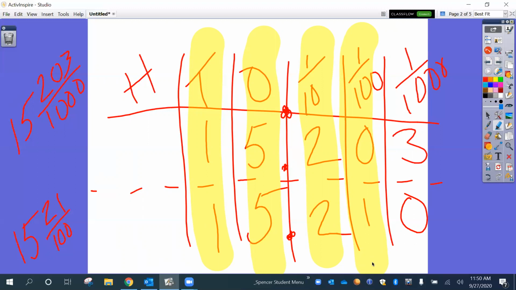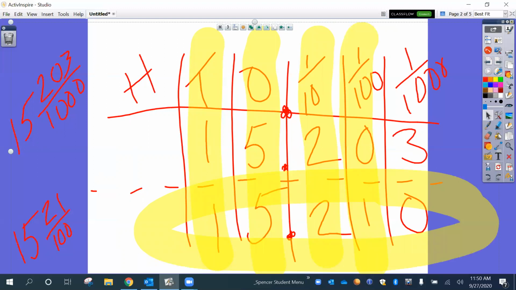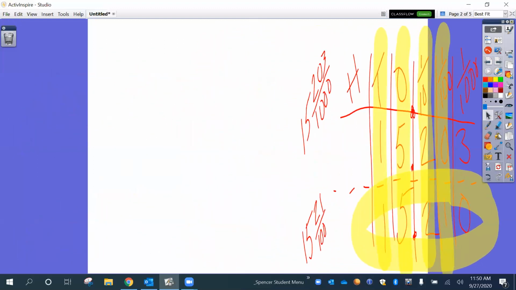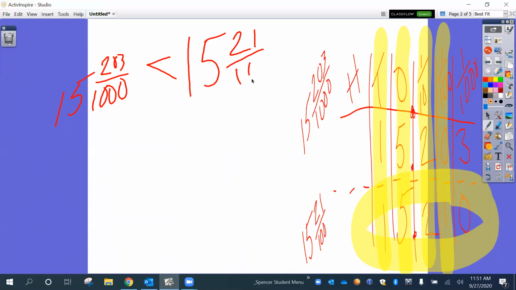So which one is it? Exactly, it's going to be the bottom number is larger because it has 1 hundredth, while the top number has 0 hundredths. Okay, so let me get this smaller for us. I'm squishing it the other way this time. And let's write that as two different sentences. Let's write it as a fraction. So 15 and 203 thousandths, we said that was less than 15 and 21 hundredths. Great.